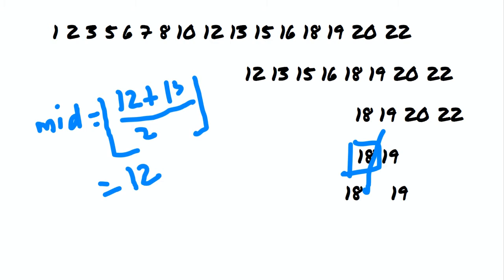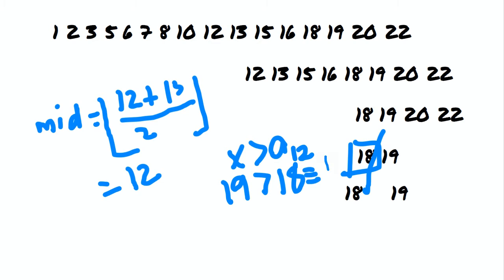So we're now going to compare x, the query, is it greater than a sub 12, which in this case is 18? Is 19 greater than 18? And this is true. So if this is true, we're going to abandon the first half and focus on the second half. So this is just the process of binary search, a repetition of this. So therefore, we have 19, the last element.